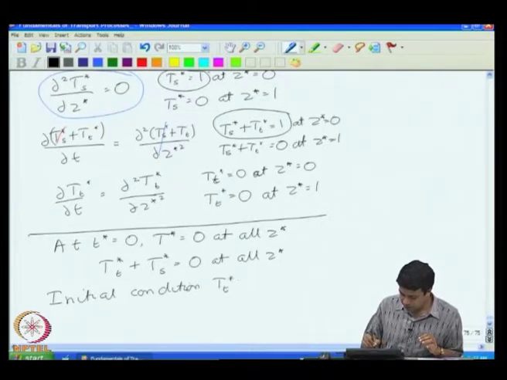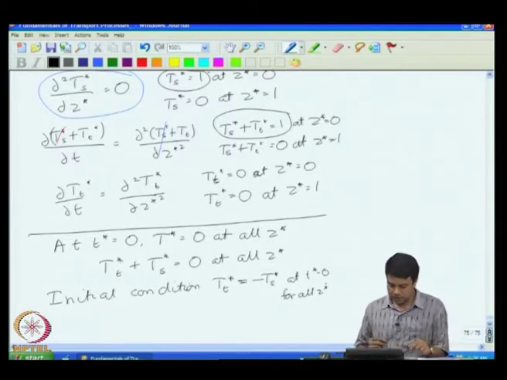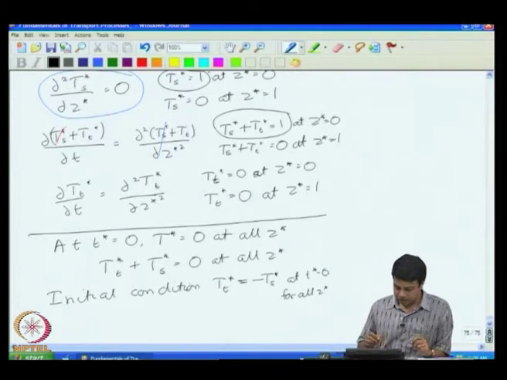T transient is equal to minus T steady at T star is equal to 0 for all z. So, the transient part is equal to minus T steady. T steady was equal to 1 minus z. Therefore, I require that T star transient is equal to minus of 1 minus z, for all z.